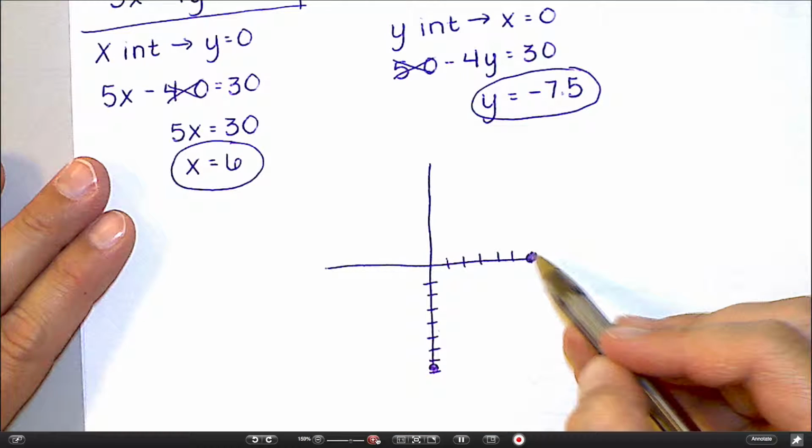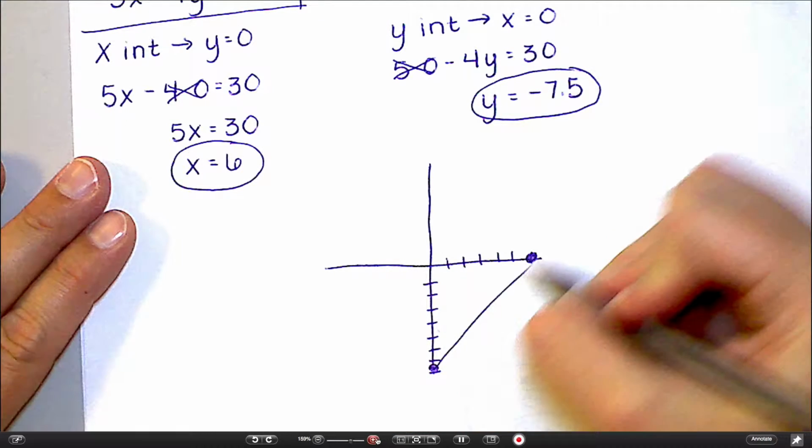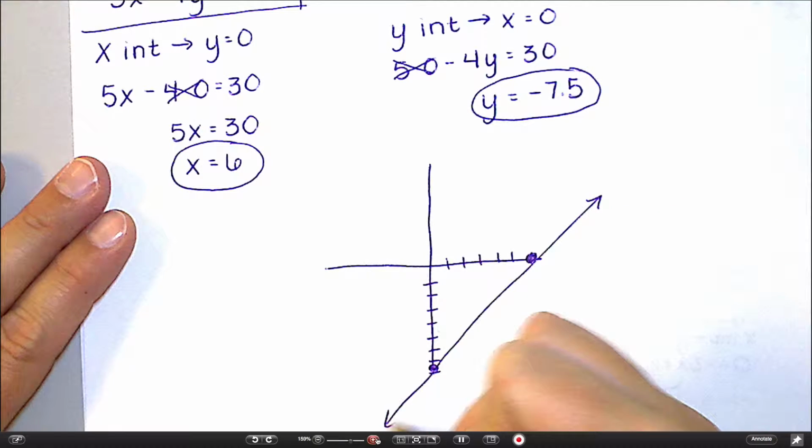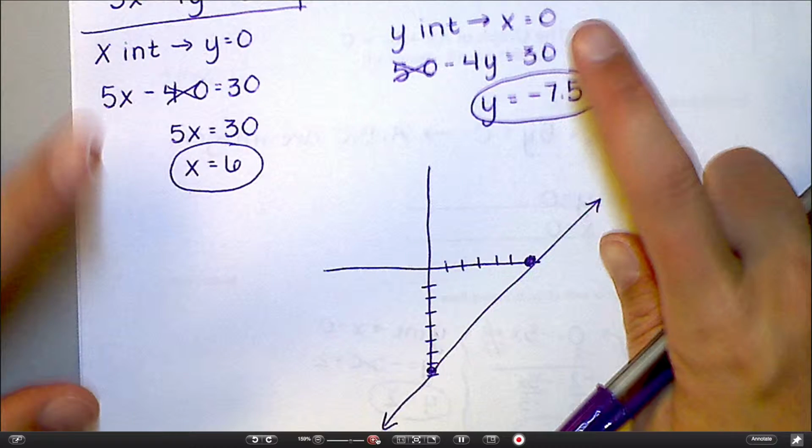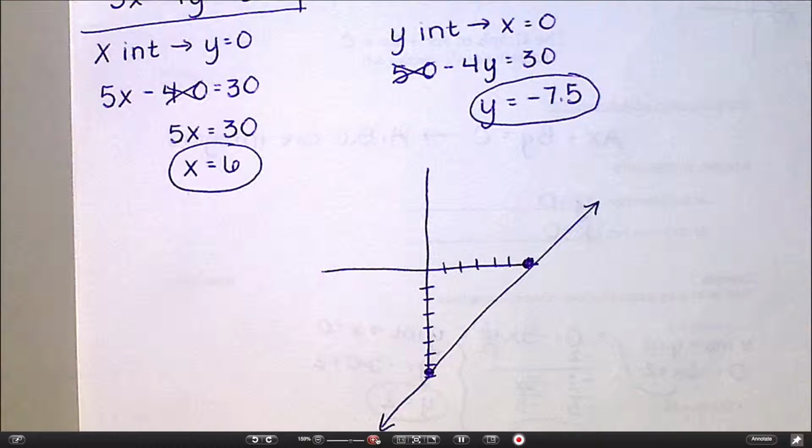And once you have those 2 points on the graph, you can just connect them and make a line. Okay? So you don't have to mess around with slope. You don't have to mess around with rise over run. If you can get those 2 points, you can just put them on the graph and connect them. Okay? Does that make sense?